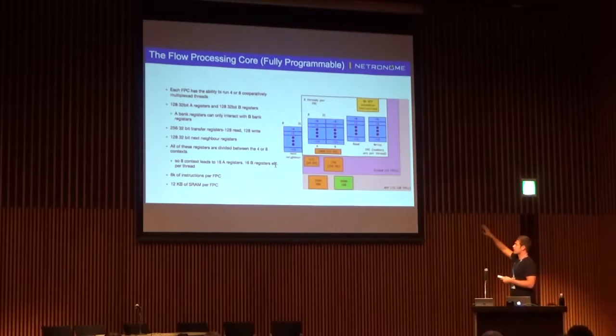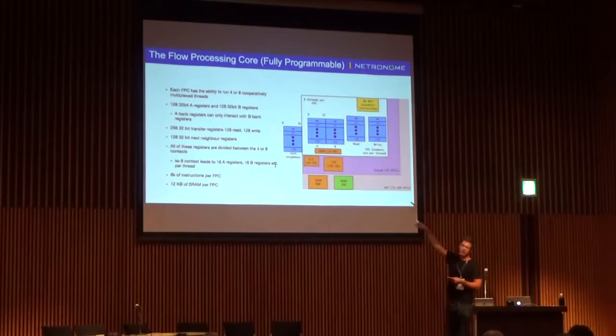So this is just to go into the actual FPC and give you some idea of what's on there. You've got 8K of instruction store. You've got about 128 A registers and B registers, so we have a 3-operand system rather than a 2-operand system like x86 or eBPF. And we have 128 read and 128 write transfer registers, as well as 128 next neighbor registers, which you can use as spill or overflow, or which just gives you a bit more flexibility.